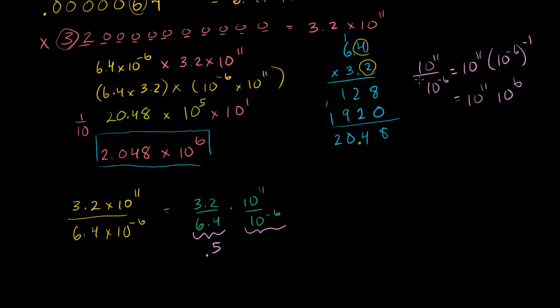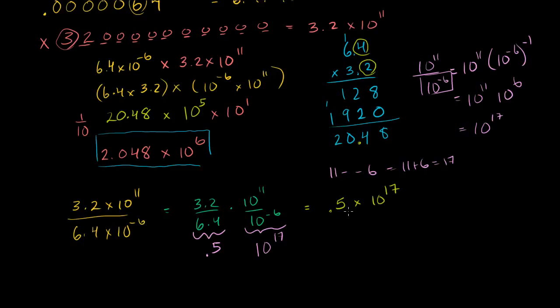And what did I do just there? This is 1 over 10 to the minus 6. So 1 over something is just that something to the negative 1 power. And then I multiplied the exponents. You could think of it that way. And so this would be equal to 10 to the 17th power. Or another way to think about it is if you have the same bases, 10 in this case, and you're dividing them, you just take the exponent in the numerator and subtract the exponent in the denominator. So it's 11 minus minus 6, which is 11 plus 6, which is equal to 17. So this division problem ended up being equal to 0.5 times 10 to the 17th, which is the correct answer.